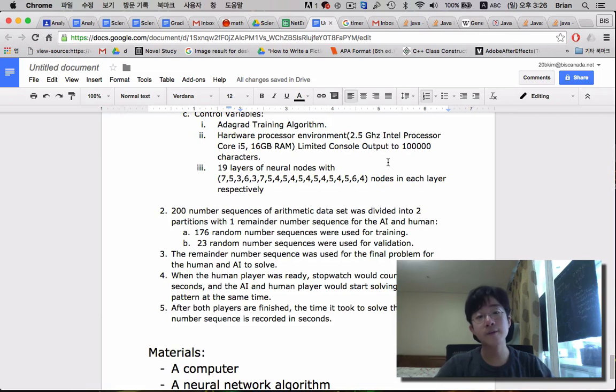And we're going to have the brain structure of the neural node, which will never change during the course of the test. It will be 19 layers of neural nodes with 7, 5, 3, 6, 3, 7, 5, 4, 5, 4, 5, 4, 5, 4, 5, 4, 5, 6, 4 nodes in each layer respectively. Total 19 layers of neural nodes.